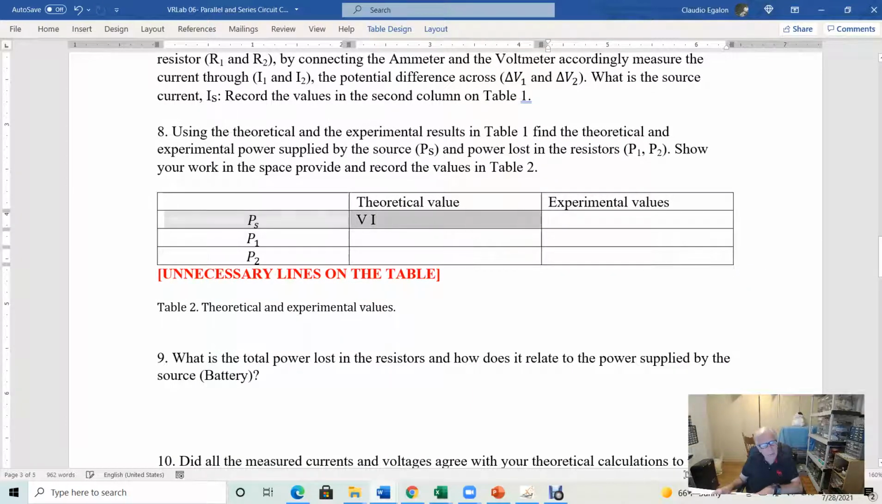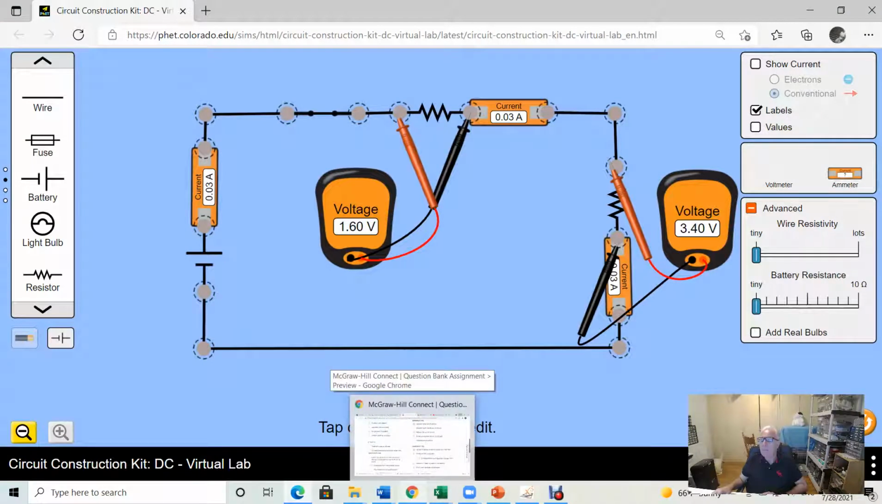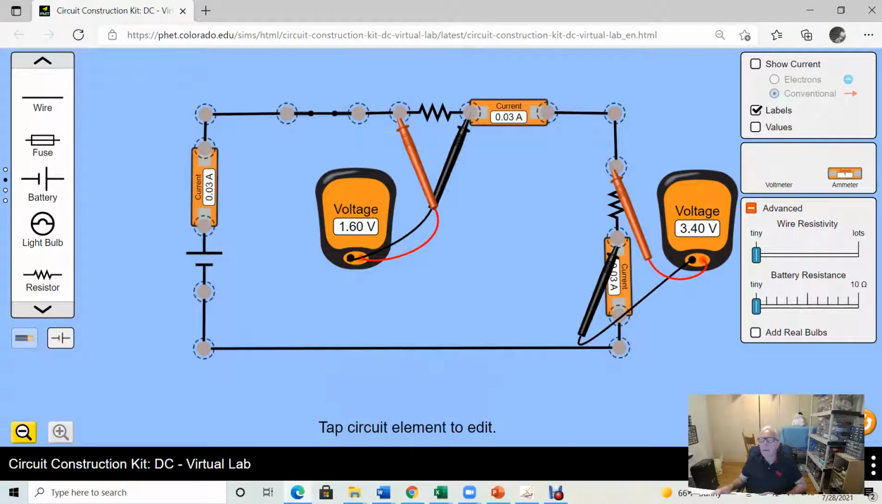Strictly speaking, experimental value should be something that you measure with a power meter. But he didn't include a power meter here. But since you are getting the same numerical values for the experimental values and the theoretical value, you should get the same power value.